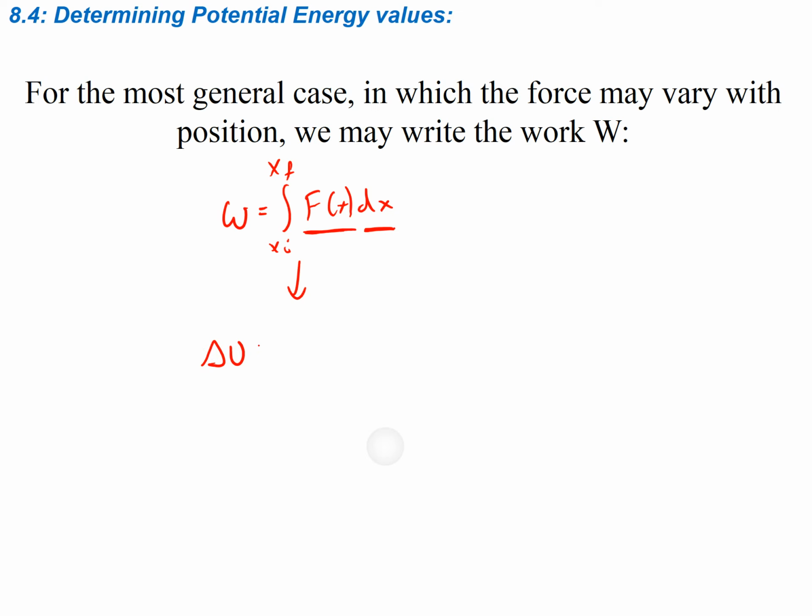We know that our work is equal to the negative change in potential energy. The change in potential is delta U, so this is going to be minus the integral from xi to xf. This is basically just saying we're taking the integral from some initial position to some final position, of the force as a function of x times dx. And then simplifying that, we get our change in potential energy is minus our work.